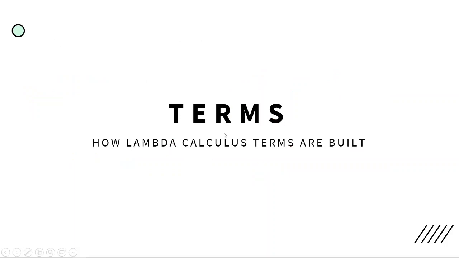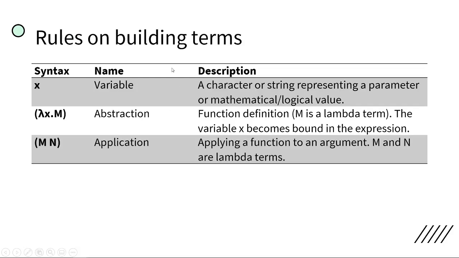So, lambda calculus terms. How lambda calculus terms are built. Here are some rules on building lambda calculus terms. We have x, which is considered a variable. A variable is a character or string representing a parameter.